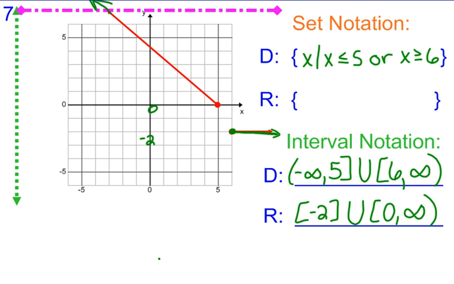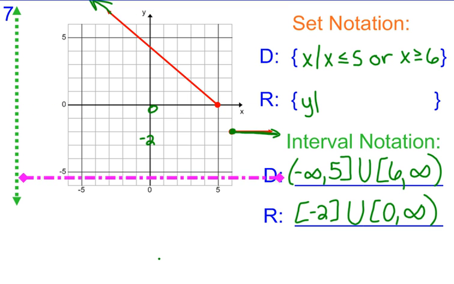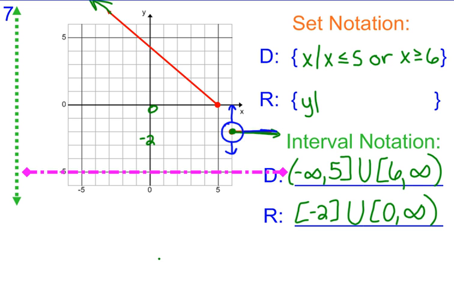For my set notation then for range, I'm going to say values of y such that. And I again start bottom to top. But I'm looking at my circle here. So I look right here. This circle's happening at negative 2. Is y greater than negative 2 or less than negative 2? Well, neither, because this is a horizontal line. It's equal to negative 2. So I would say y equals negative 2, or, and then I come up to my next circle, right here at 0, is y greater than or equal to 0, less than or equal to 0? Well, my line's going this way, so y is going to be greater than or equal to 0. And there's my set and interval notation for that problem.